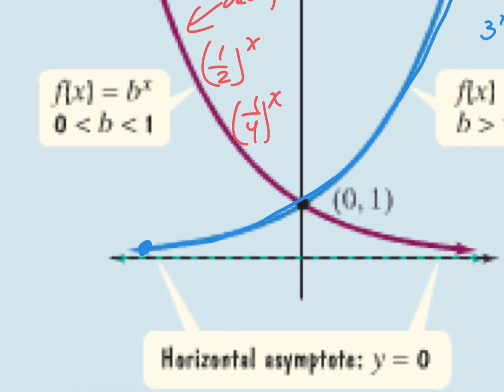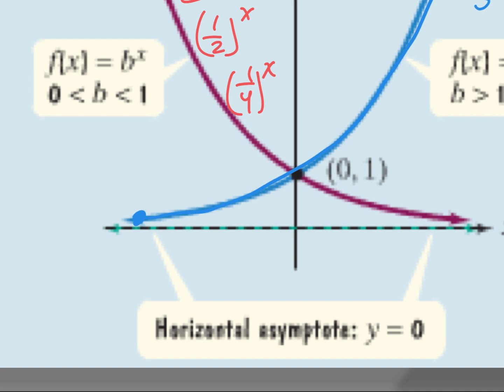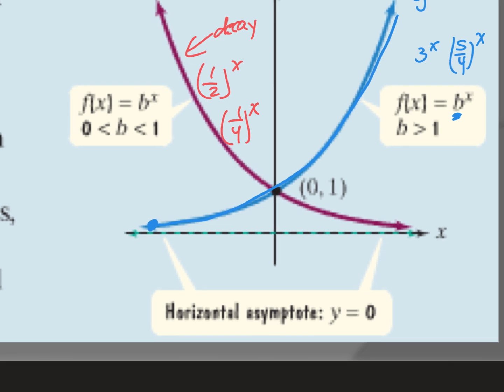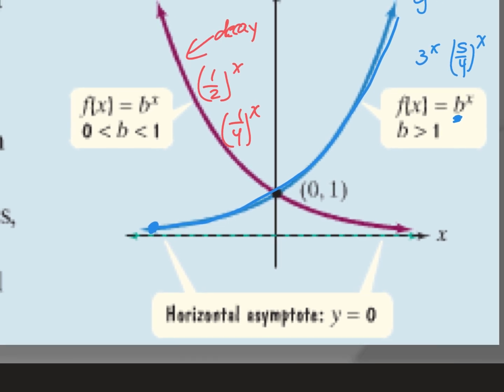Now, we're always going to deal with horizontal asymptotes. In this case, our horizontal asymptote is 0, right? Your horizontal asymptote is the number, or the horizontal line, that your function is going to get really, really, really close to, but not touch.